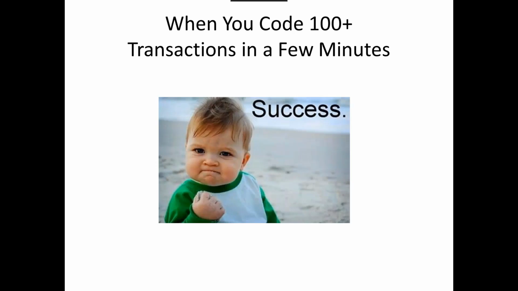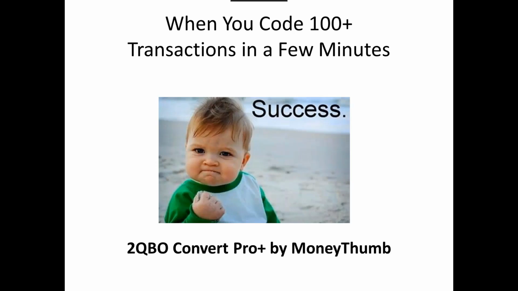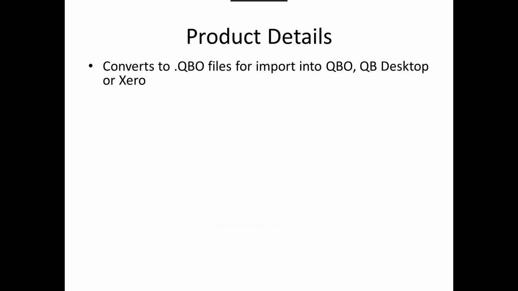We are big automators here. I thought about that feeling that you get when you can code more than 100 transactions in just a few minutes. That is definitely a feeling of success. And that is what led me to talk about 2QBO Convert Pro Plus today by MoneyThumb. It has saved us both money and time, and actually made us a lot of money too. So here are some of the product details.